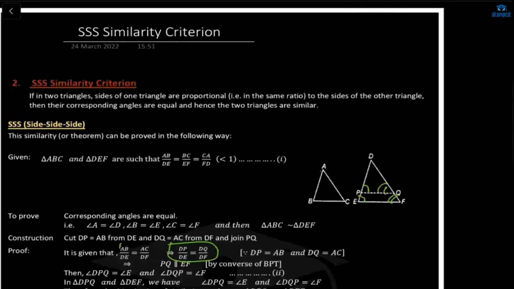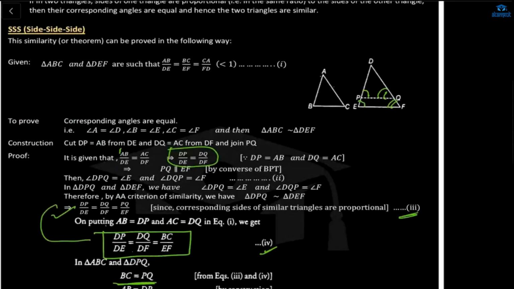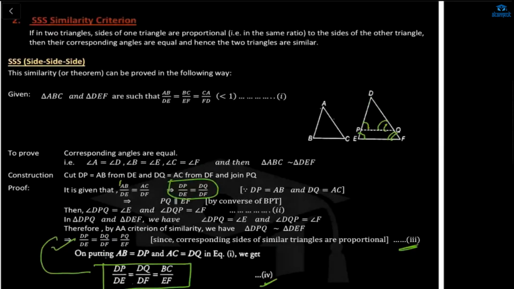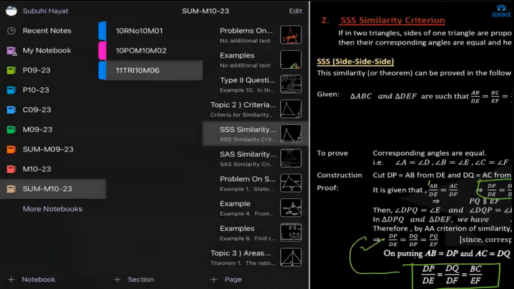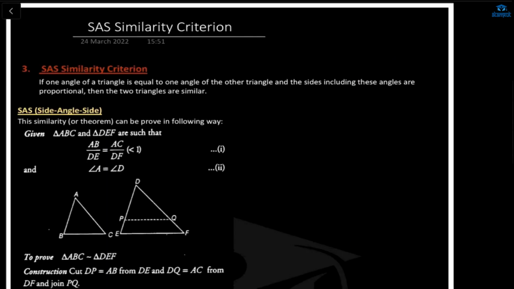So if this condition is there, that means all the angles will be equal. That is, angle A will be equal to angle D, angle B will be equal to angle E, and angle C will be equal to angle F. Now, similarly, we are going to take the SAS similarity criteria.